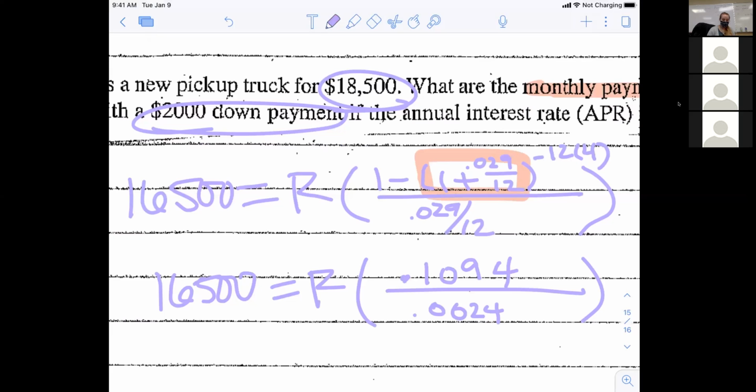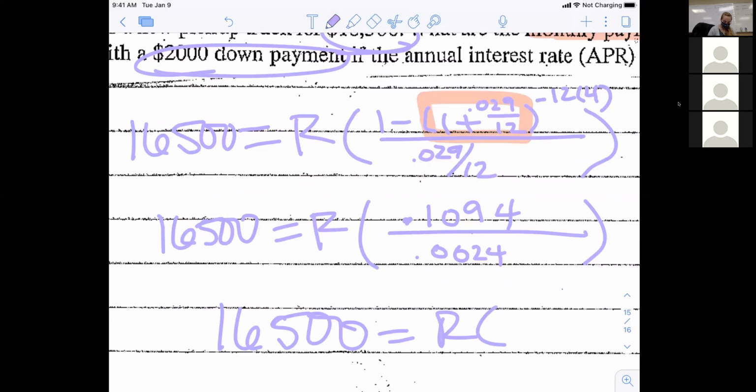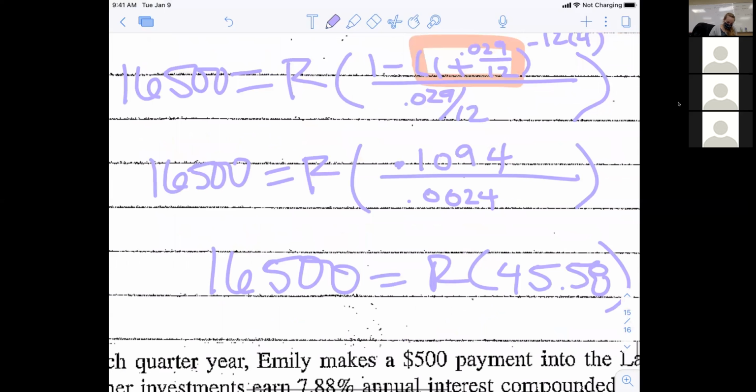You guys are doing great. We're almost done. We're going to just finish this off. We'll do our 0.1094 divided by 0.0024, which I got 45.58. And then my last step, how do I get R by itself? Divide. 16,500 divided by 45.58, and I get $362 even. So that's how much Carlos has to pay monthly for his truck.